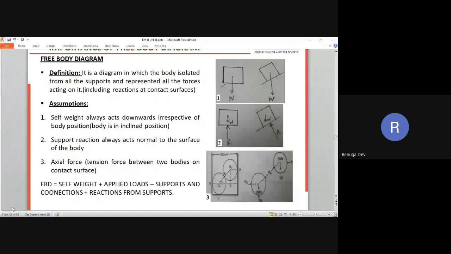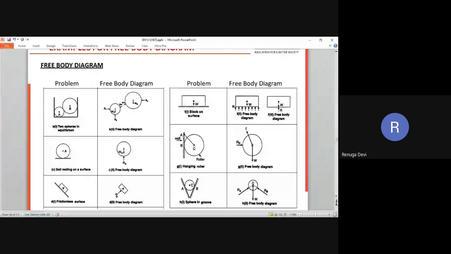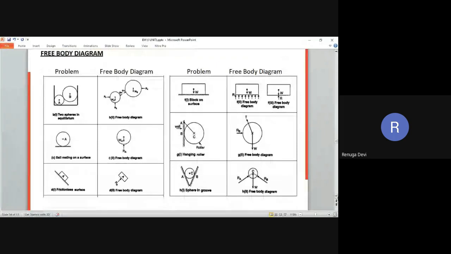Reactions from supports, applied loads, and self weight, they won't give in the body. They will give them in the sentences, and you need to add them. If it is a very small weight, they won't give it, and at that time you can avoid it. The supports you need to subtract. So this is called the free body diagram. Keep this in your mind.